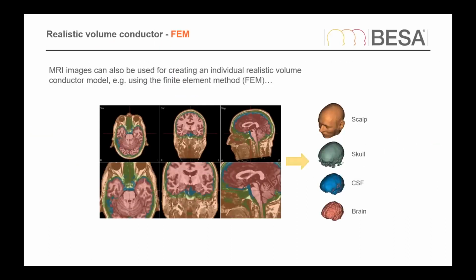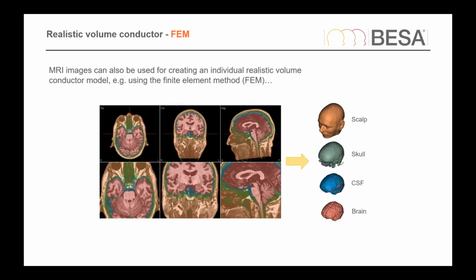Another thing we can do if we have the individual anatomy available is to go to a realistic volume conductor. Here we can use the MRI images again. This is an example of a finite element model. Basically, you can see different colors in this MRI scan that stand for the different compartments of the model. We have the brain compartment in a pink color, then the cerebral spinal fluid, CSF, in blue. We then have the skull in green and the scalp on the outside.